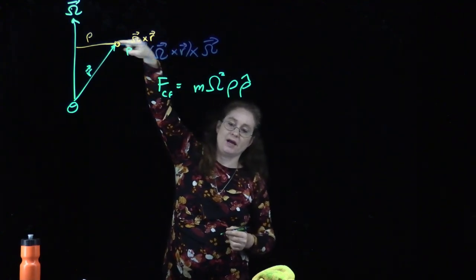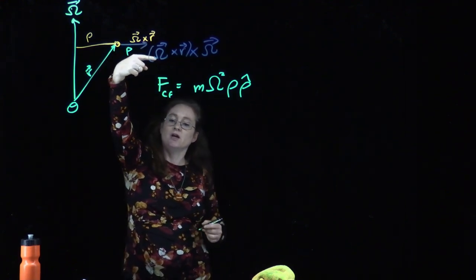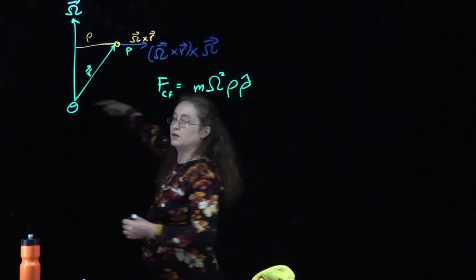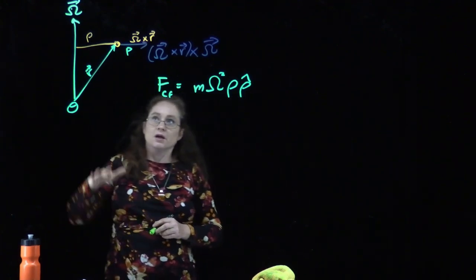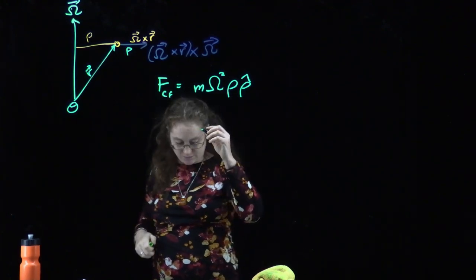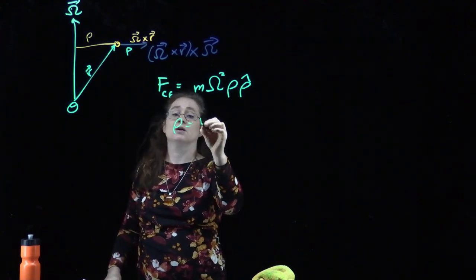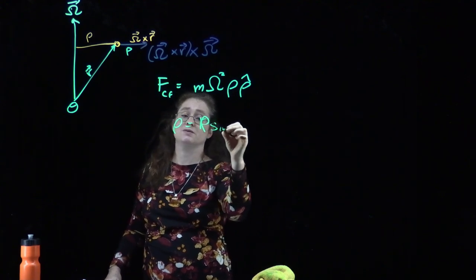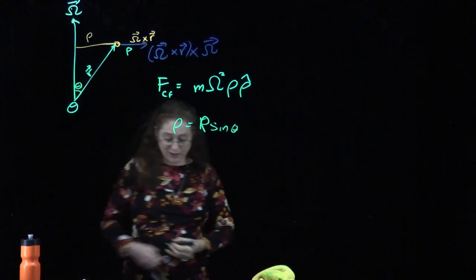So it's sweeping out as you rotate like this, it's rotating. So it's always pointing out from the axis. And we actually can further say that rho is in this case the radius of the Earth times sine of theta, not the latitude, but the colatitude.